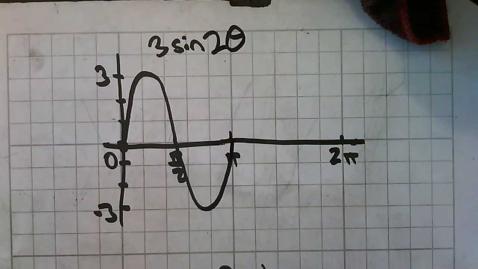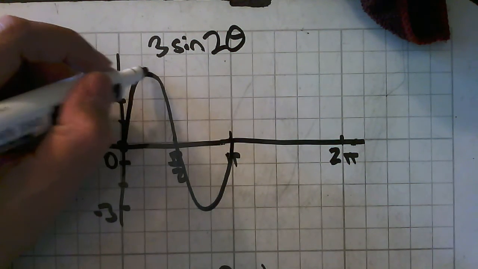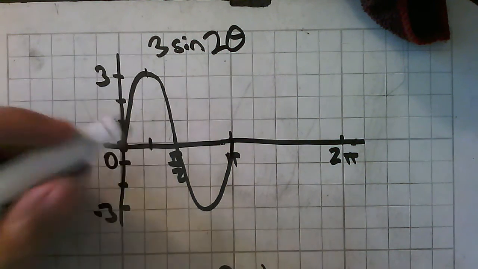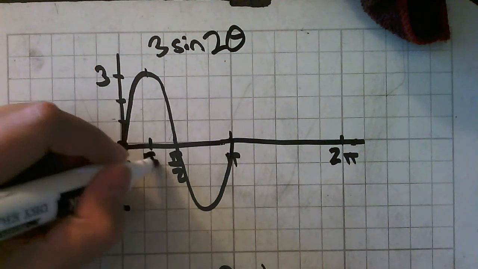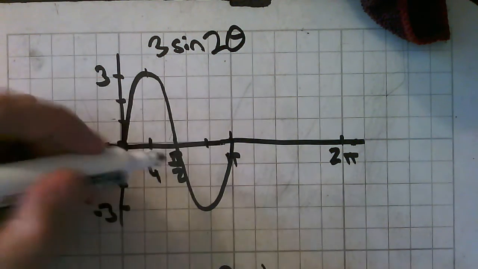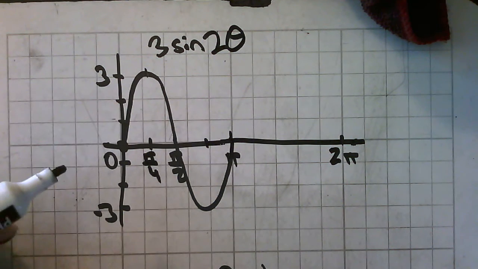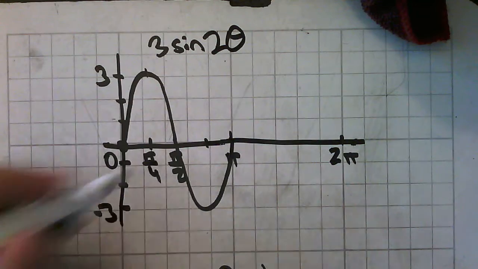There's one cycle. So now we have to find out where's the top and the bottom. The top here is going to be halfway between 0 and pi over 2. This is pi over 4. And halfway between pi over 2 and pi, what is this? 3 pi over 4.